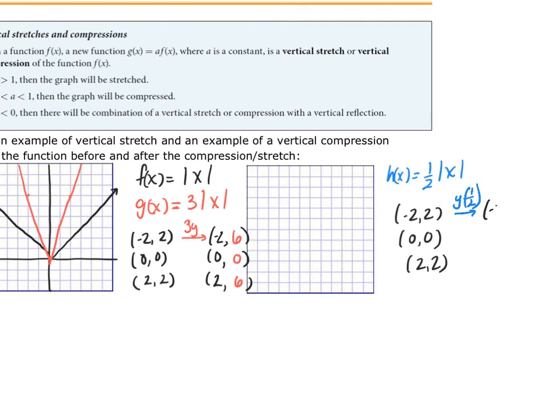So the -2, the 0, and the 2 do not change. But my y values are half of what they were. So 2 times 1/2 is 1. 0 is not going to change. And then 2 times 1/2 is also 1.